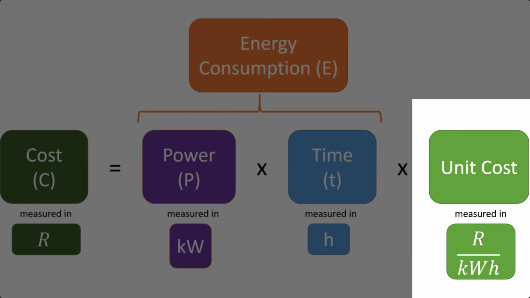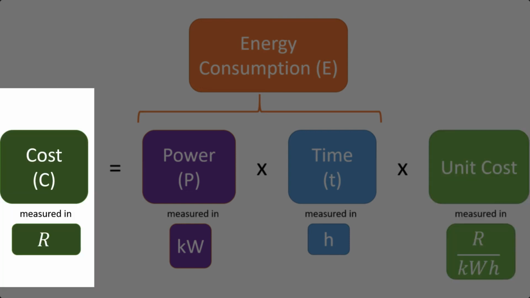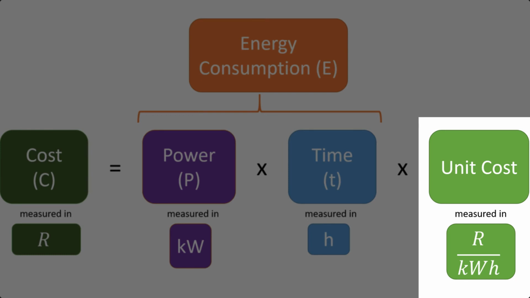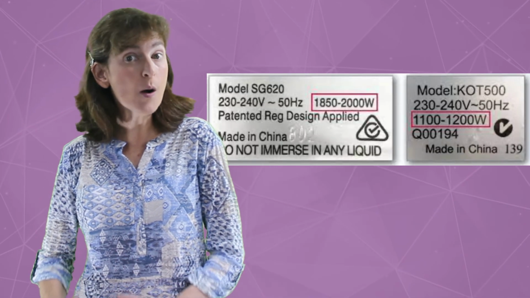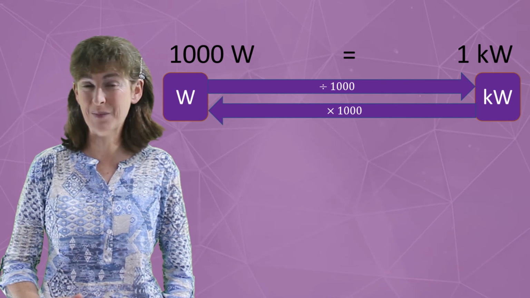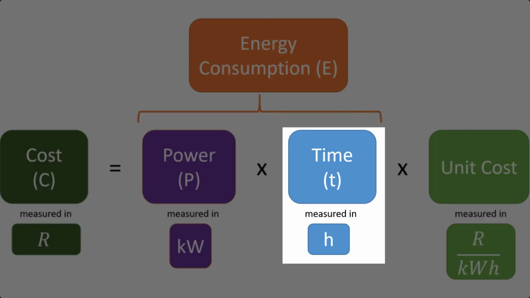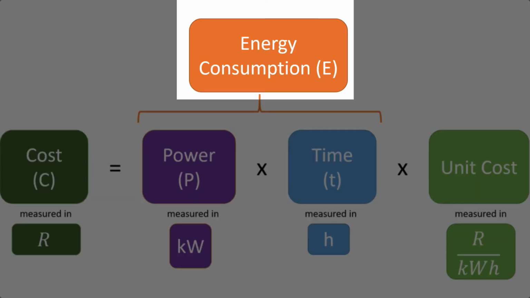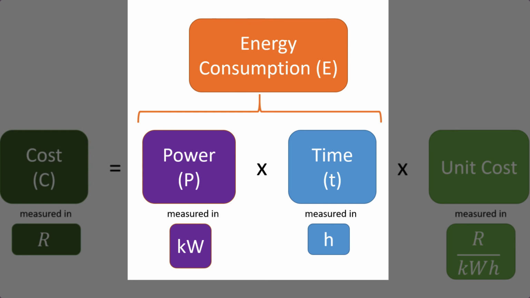The cost per unit of electrical energy is given in the currency, for example rands, per kilowatt hour. The cost equals your energy consumption in kilowatt hours times the unit price of electricity in, for example, rands per kilowatt hour. How do you work out your energy consumption in kilowatt hours? You look at the power rating on your device. The power of the device is the rate at which that device converts energy. If that's given in watts, convert it to kilowatts by dividing by 1,000. And then you need to know for how much time you use that device in hours. If you know the time in minutes, divide by 60 to convert to hours. Energy consumption in kilowatt hours equals power in kilowatts multiplied by the time you use that device in hours.